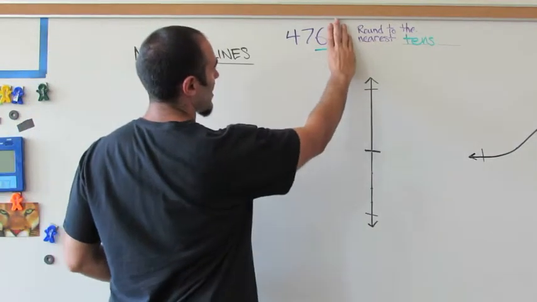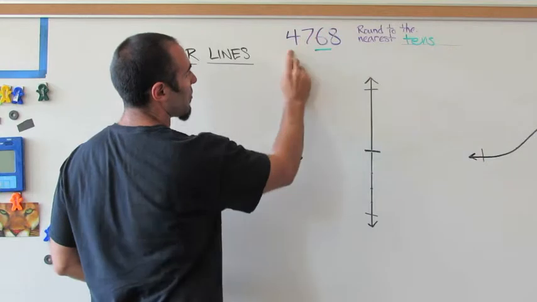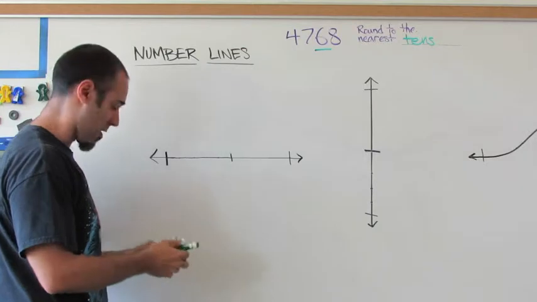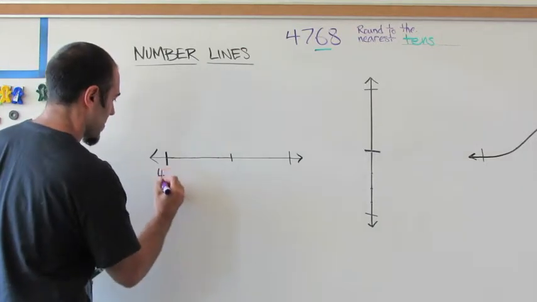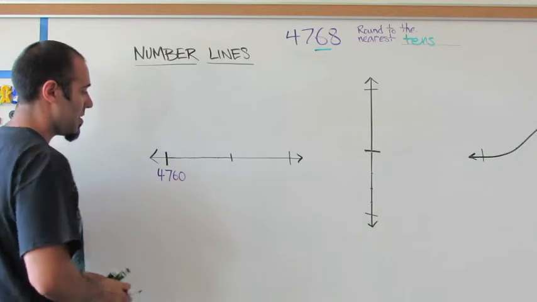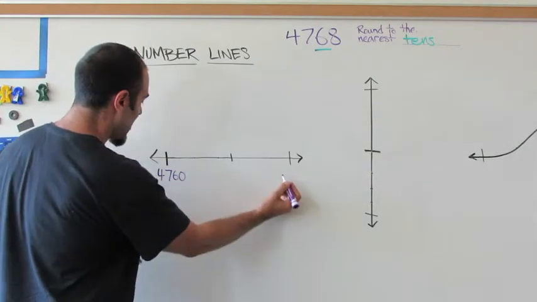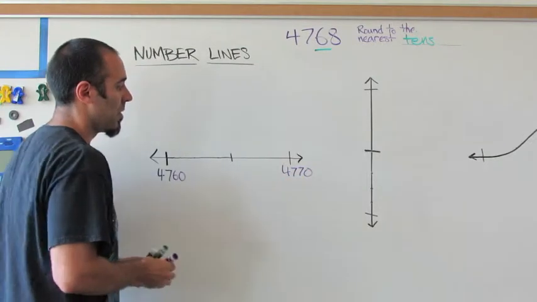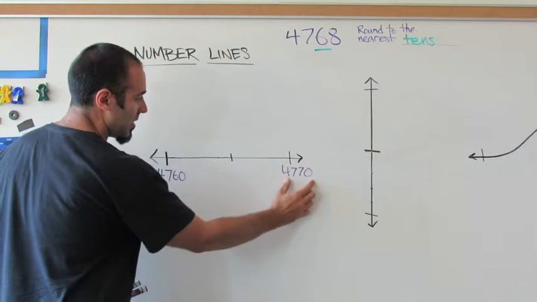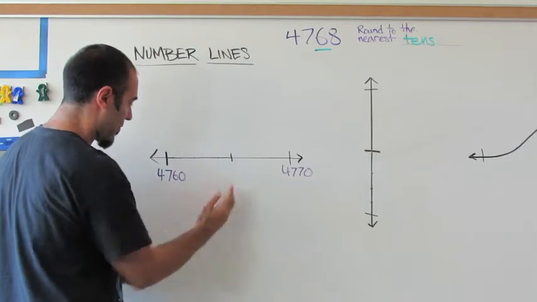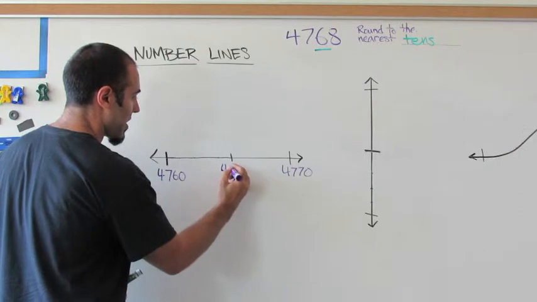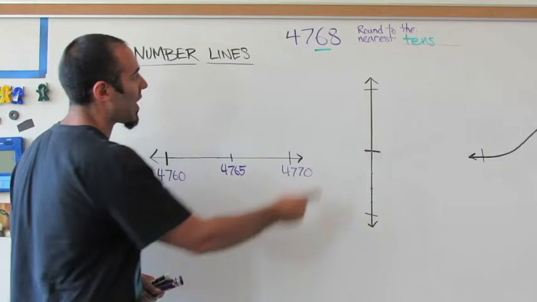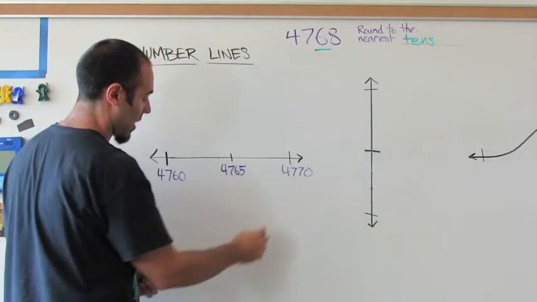If I were to just name this number, it would be 4,760. And that's what's going to go at the beginning of the number line here. The next highest tens place is 4,770. You add 10 to get here, so the midpoint is to add 5: 4,765. So we're trying to determine where this number is on this number line.